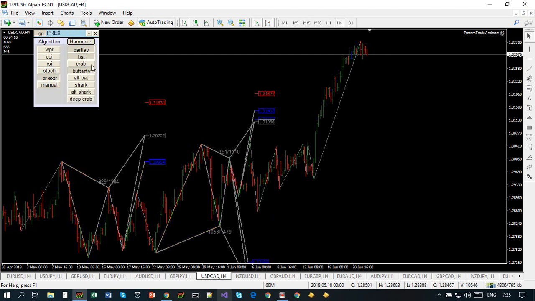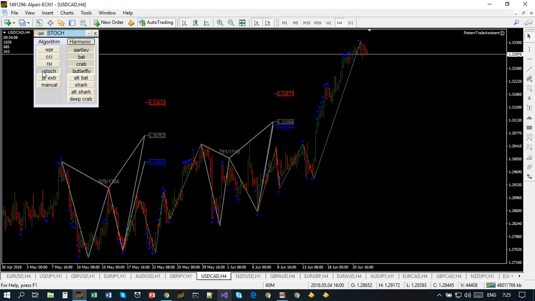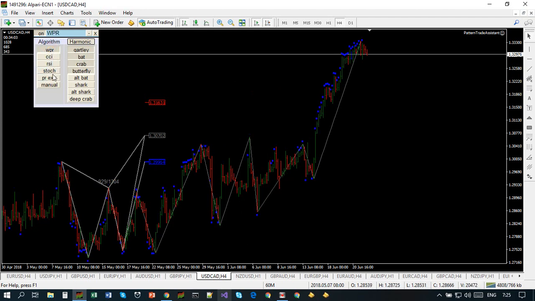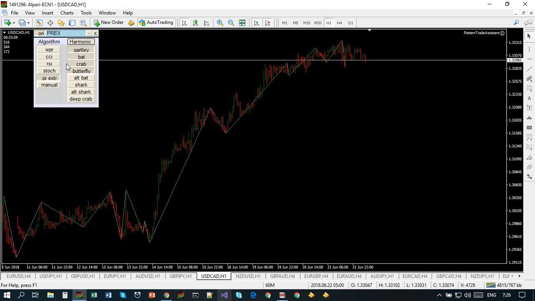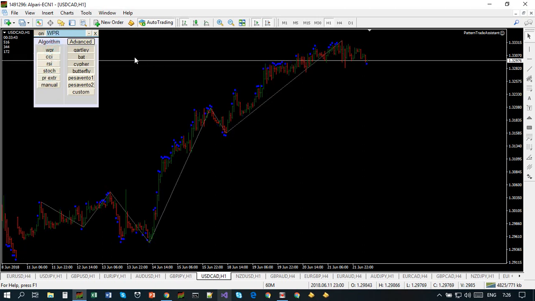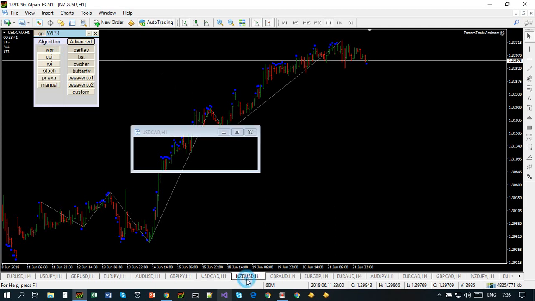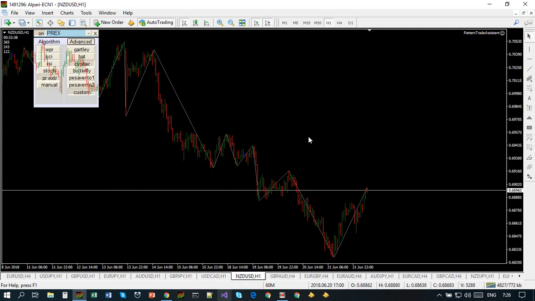Let us switch to harmonic approach. We have this. Well, nothing. Let's go to 1 hour. We have harmonic approach first. Okay, let it be. Nothing. And let us switch to advanced pattern approach. Nothing here as well. Okay, that's it. Let's go to the next pair, New Zealand dollar.